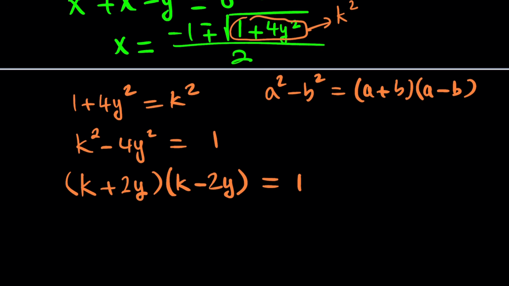Now, what is good about it is that 1 can only be factored into two factors, 1 and 1 or negative 1 and negative 1. There's only two ways to do it. Very limited, right? So let's go ahead and take it from here. This can be a 1 and this can be a 1. Let's talk about what that means in a little bit. Or it can be a negative 1 and negative 1. So far, so good? All right.